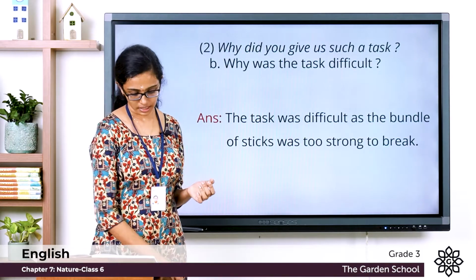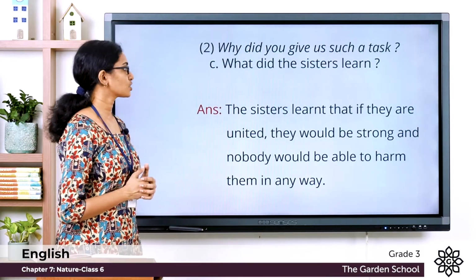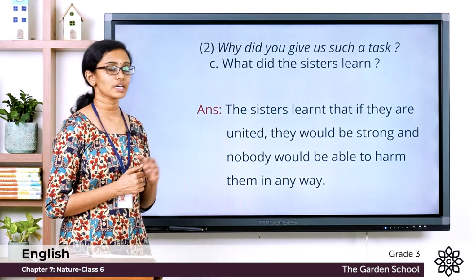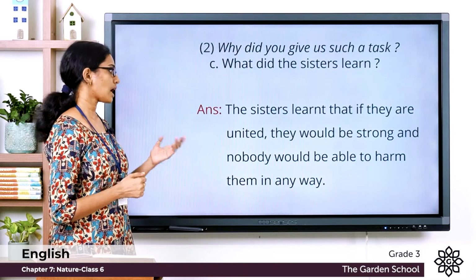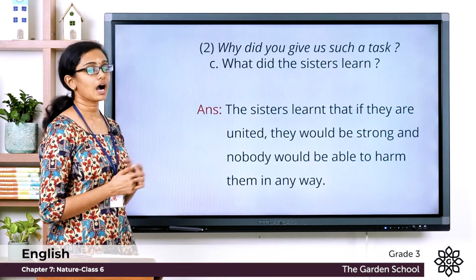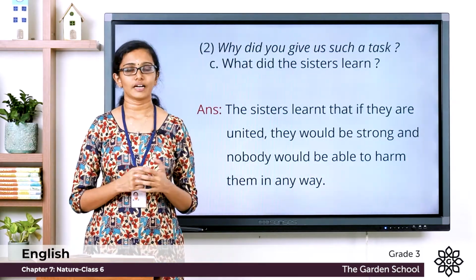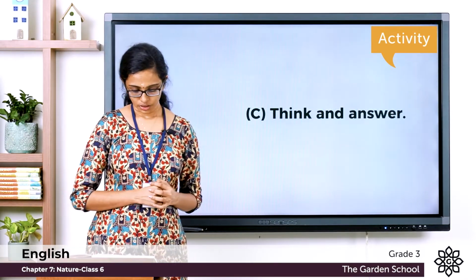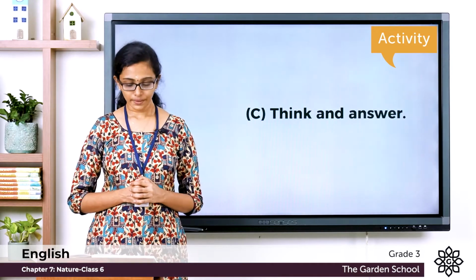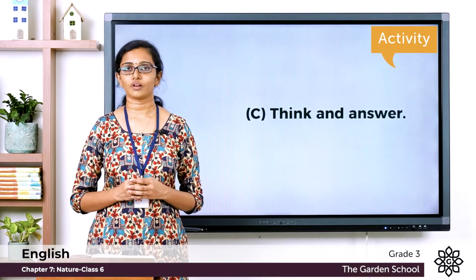Now the next question. What did the sisters learn? The sisters learned that if they are united, they would be strong and nobody would be able to harm them in any way. Now section C, think and answer. There are 3 questions given here. You have to read these questions carefully.